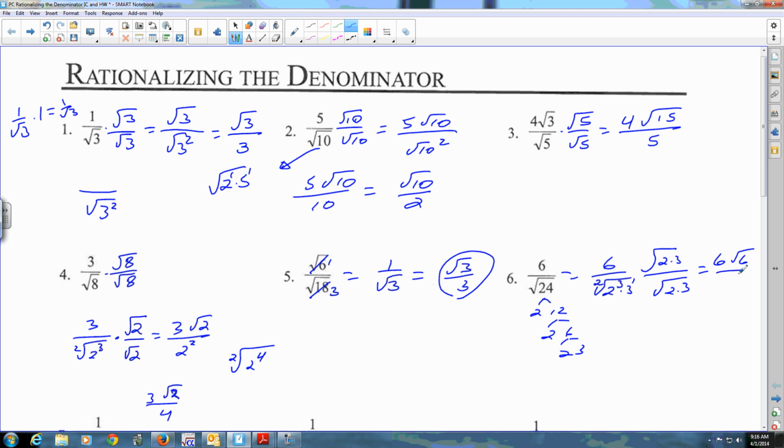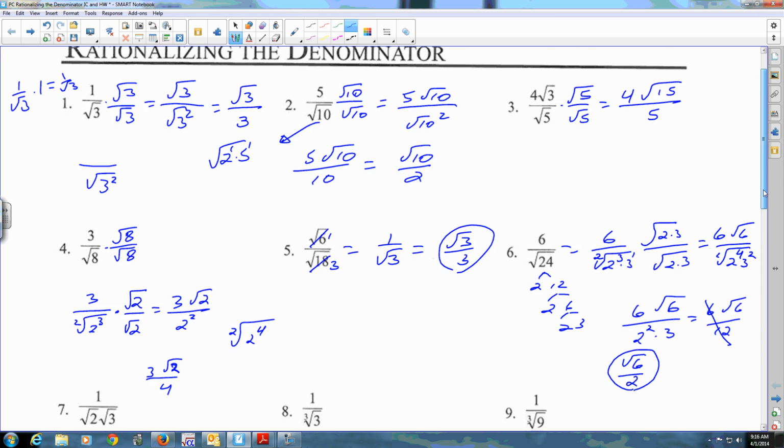6 square roots of 6 over, I'm going to slow it down, square root of 2 to the 4th, 3 squared. You're square rooting. 2 goes into 4 twice. 2 goes into 2 once. So that's 4 times 3 is 12. 6 goes into 12 twice. So square root of 6 over 2 is going to be your final answer. All I did was reduce this fraction. Okay?